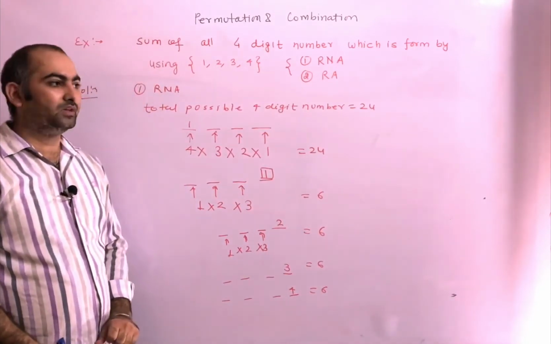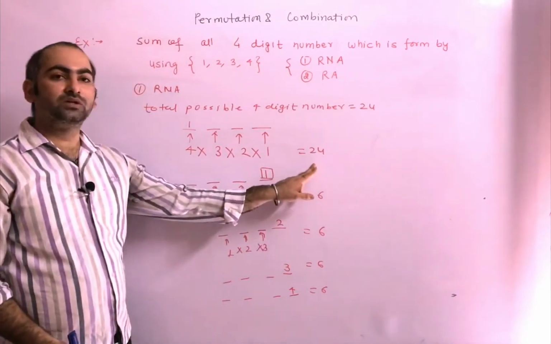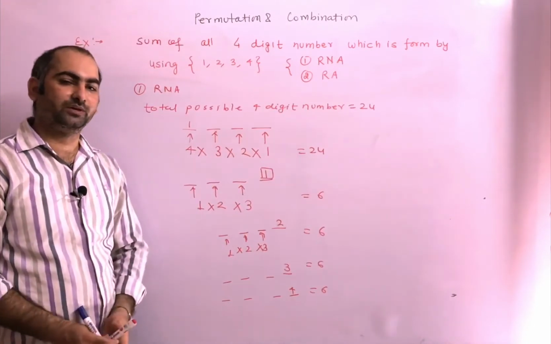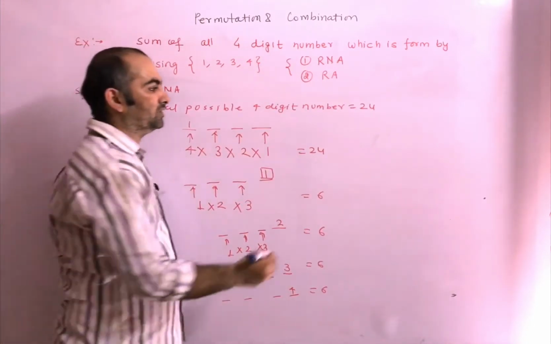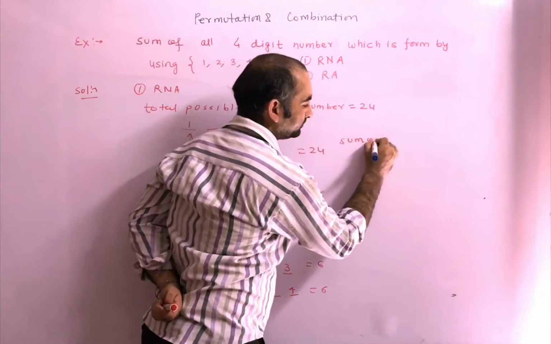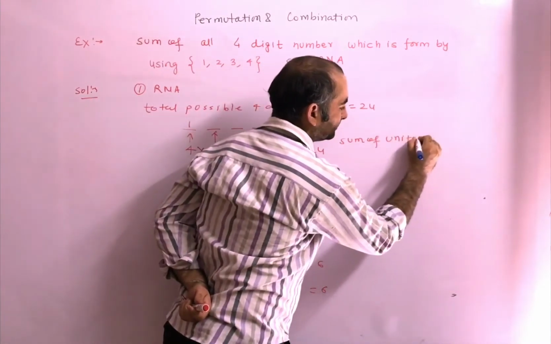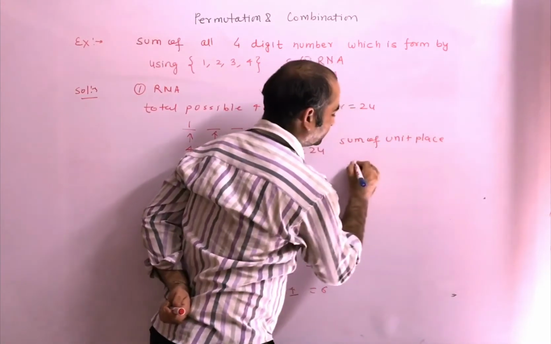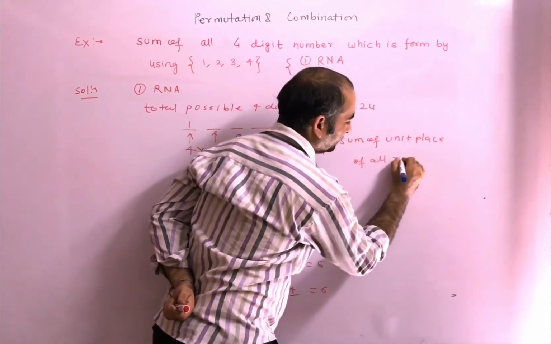and 6 numbers where unity place is 4. Now we find out the sum of unity place of all the 24 numbers.